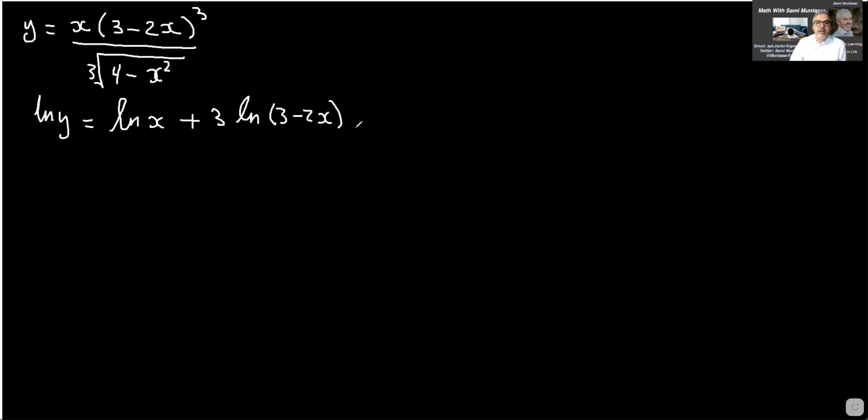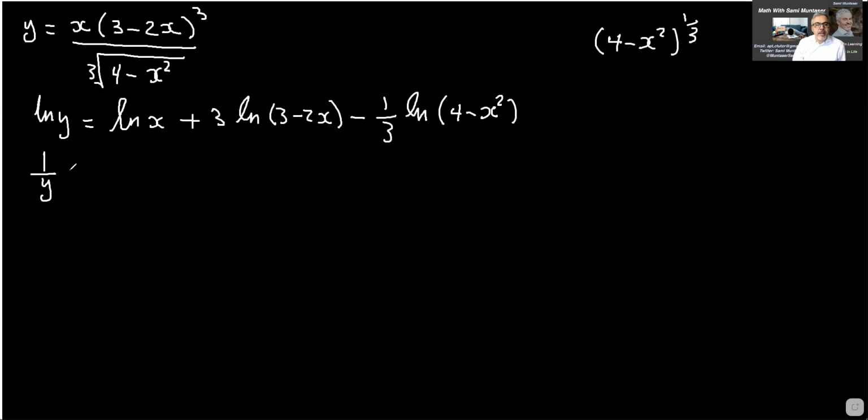And then anything that you're dividing by, you change it to minus. And just to show you that 4 minus x squared is to the power of 1/3. The cube root of anything is just to the power of 1/3. So when I ln this, I'm going to bring the 1/3 down, and I have ln 4 minus x squared. Now I'm going to start taking the derivative, differentiating both sides. The differentiation of ln y is 1 over y dy dx, or y prime, equals the derivative of ln x, just 1 over x, and the derivative of x is 1, so it doesn't matter.